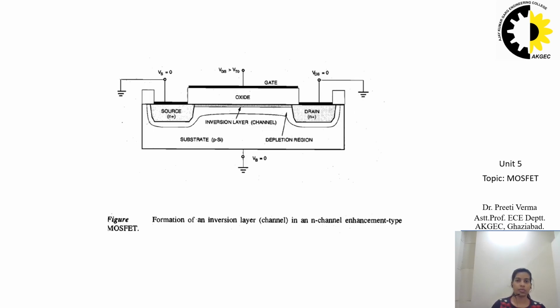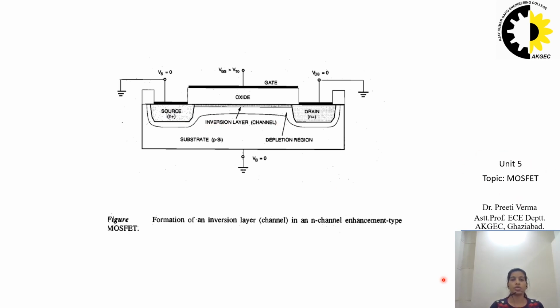Now what happens when we apply a gate voltage greater than the threshold voltage? The positive gate voltage will attract the negative charges from the p-type substrate, and these negative charges will be collected near the silicon oxide SiO2 interface. It is written here as the inversion layer channel.